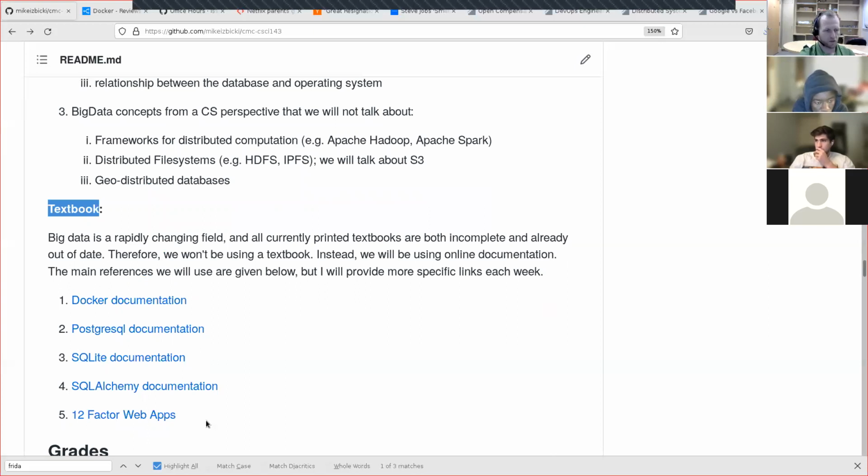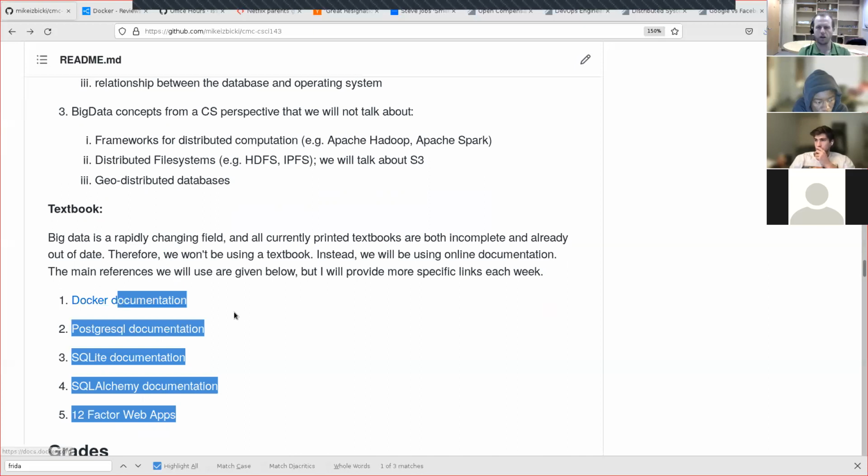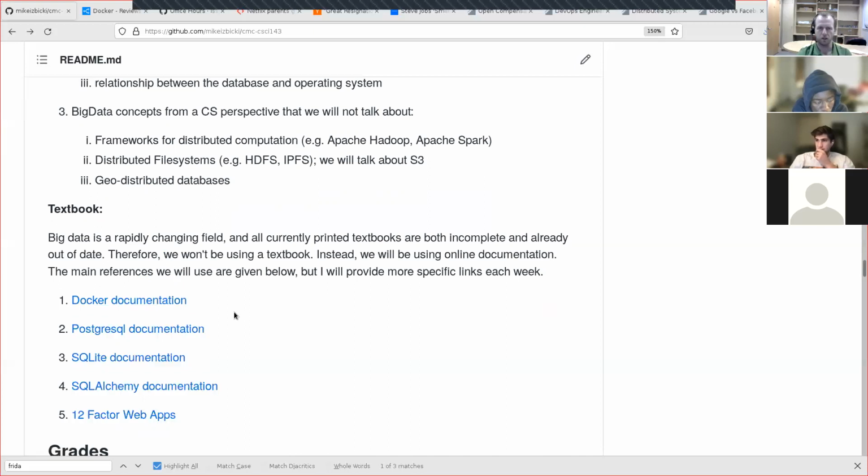And so here are the main links that we'll be using. And again, throughout the course, on each of the different week folders, I'll be giving you the particular links to the particular chapters or sections of these documentations that will be useful for that week. But the main takeaway here is that you don't have to spend any money on textbooks. All the useful stuff is available for free.